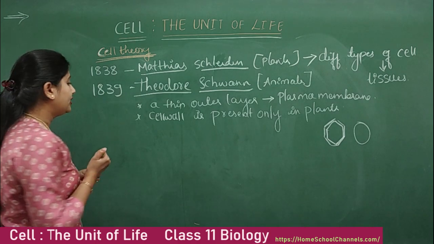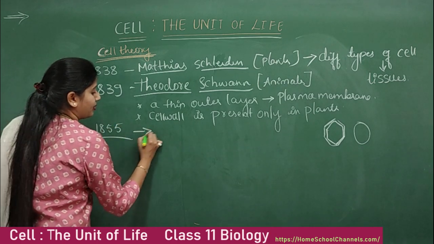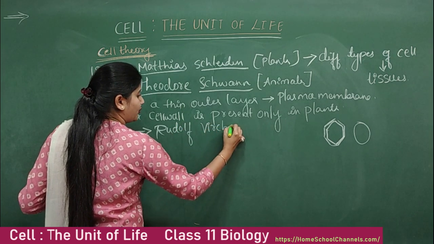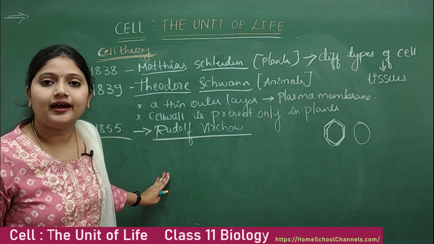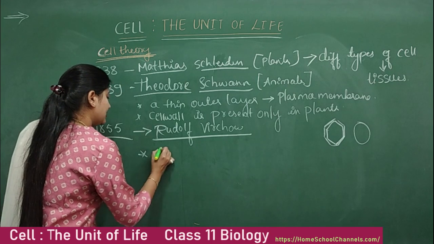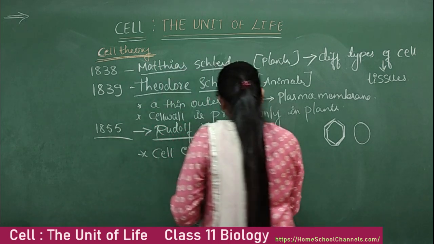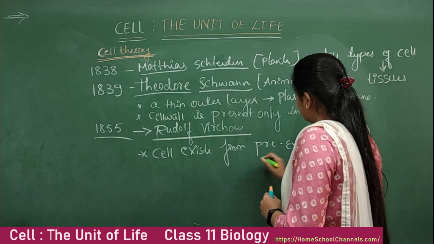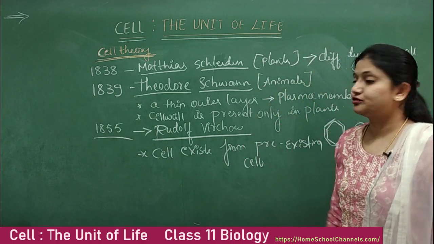Rudolf Virchow, in the year 1855, answered the question, and he answered that the cell exists from a pre-existing cell. So this was the finding of Rudolf Virchow.